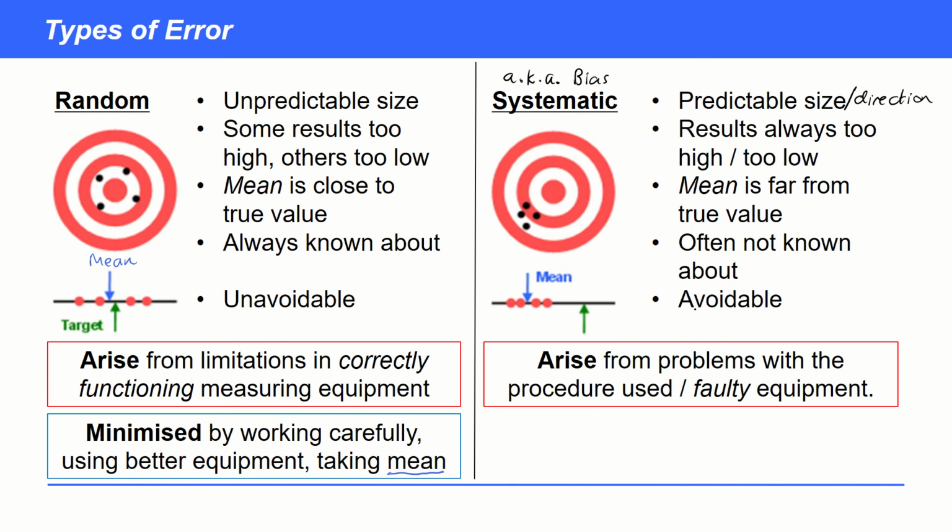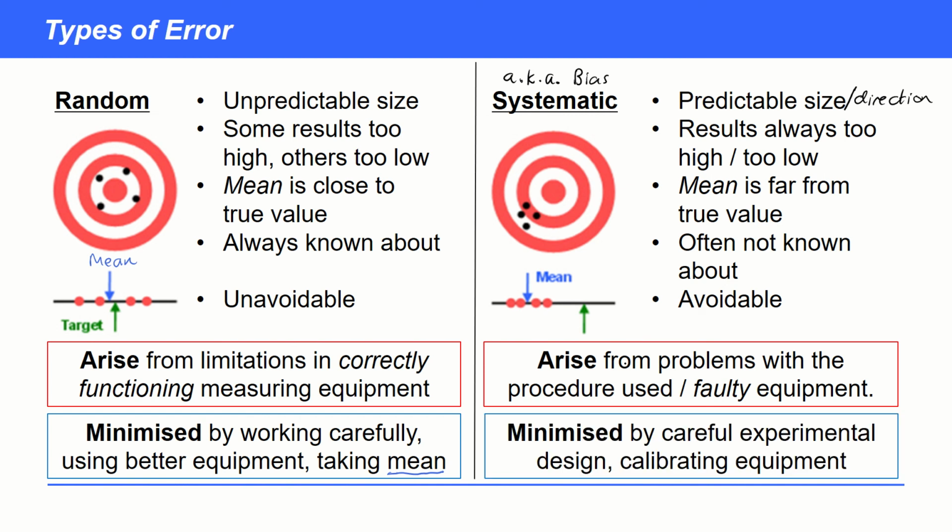But the good news about systematic errors is they're often avoidable. And they arise from problems with the procedure that you use or with using faulty measuring equipment. And so you can minimize systematic errors by careful experimental design and also by calibrating equipment. In other words, making sure that when the equipment says it measures, say, 5 grams, it's definitely measuring 5 grams. So you should always regularly calibrate your equipment to minimize systematic errors.